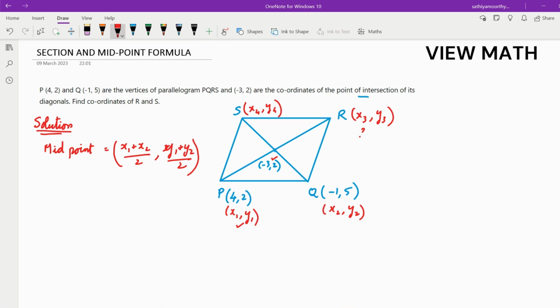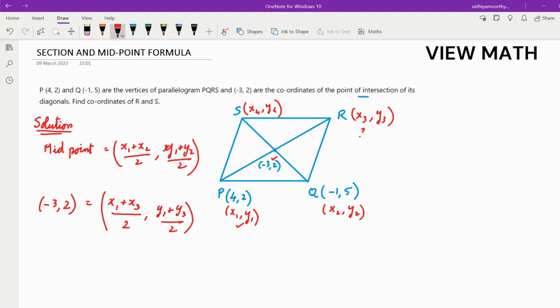Okay. Now the midpoint is minus 3, 2. This is equal to (x1 plus x2) by 2. Here it is (x1 plus x3) by 2. The formula is changing because I have named the points x1 y1 and x3 y3. So it is (x1 plus x3) by 2, (y1 plus y3) by 2.